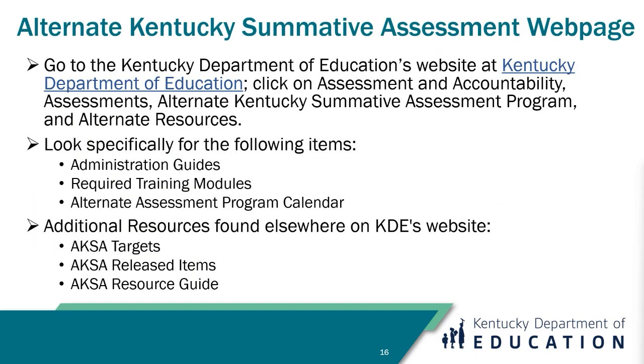If you are not familiar with the Alternate Kentucky Summative Assessment webpage, I encourage you to venture out on the KDE website. Locate the Assessment and Accountability site on the homepage. Select Assessments in the drop-down menu and then double-click the Alternate Kentucky Summative Assessment program link. Select Alternate Resources from the options listed in the drop-down menu. On this page, you can find various resources that you will find to be helpful. You can also find other valuable resources on KDE's website.